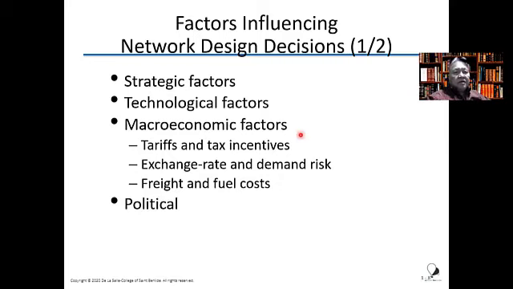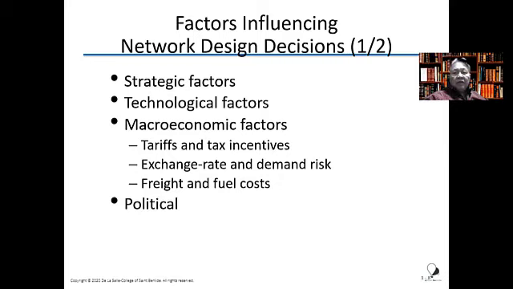The third factor is the macroeconomic factors. This includes taxes, tariffs, exchange rates, and shipping costs that are normally not internal to the firm. In fact, they affect everybody. As global trade has increased, macroeconomic factors have had significant influence in the success or failure of supply chains. Thus, it is imperative that firms take these factors into account when making network design decisions.